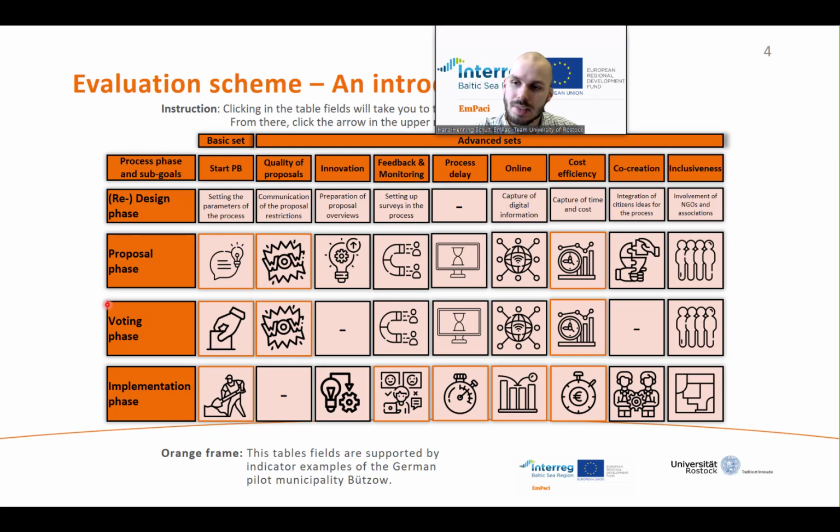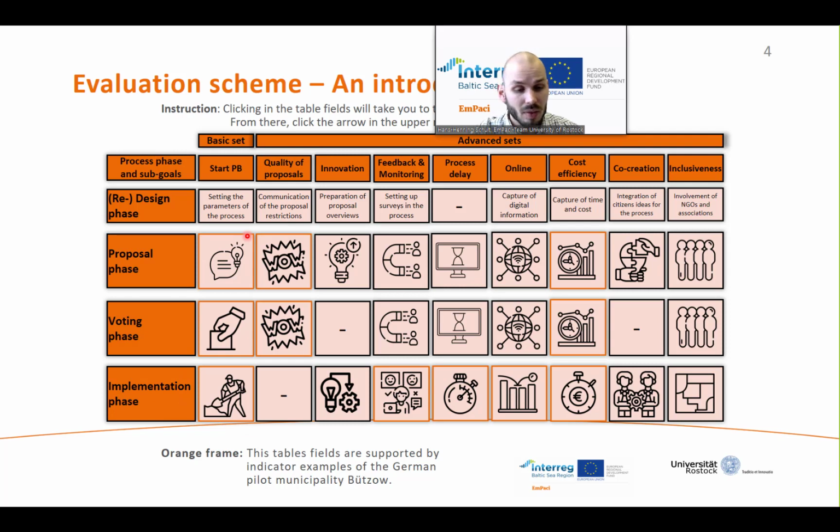From the process phases, I will talk a little bit about the sub-goals, because when we set up PB, we always read about the number of proposals that are made, the participation rate, the most obvious thing, and the implemented PB budget that is used for the implementation. So those are the basic numbers for a PB process, and we call it the basic set. So if you want to start a PB, those are the numbers that interest you most, and they are all in these table fields or matrix fields here.